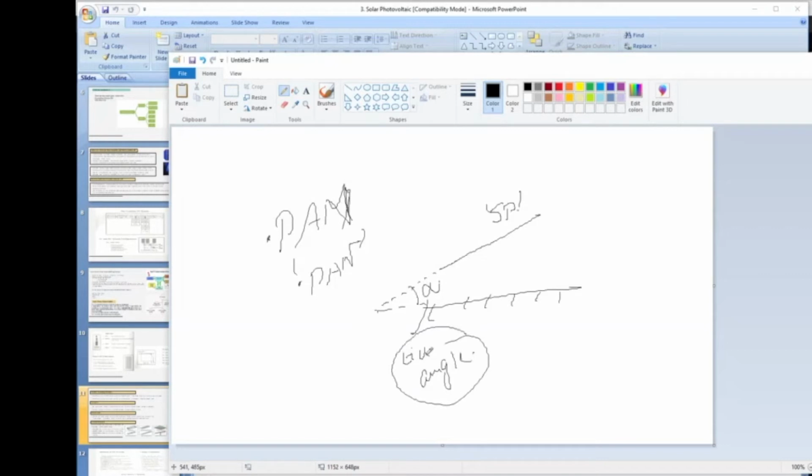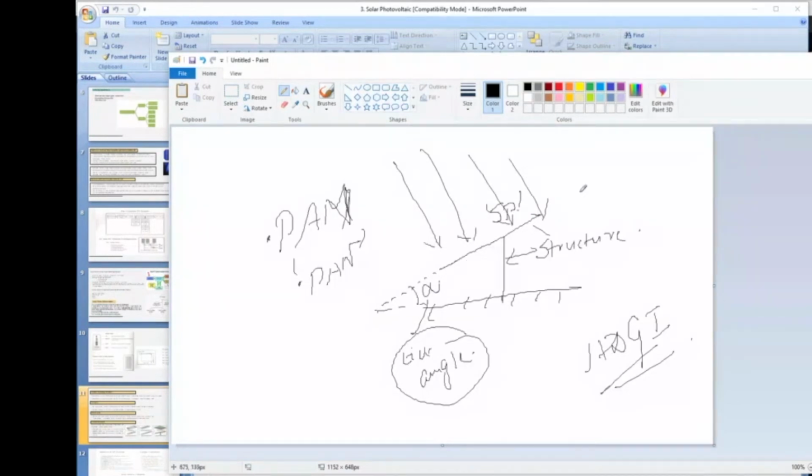So the angle of the solar panel to the ground is called the tilt angle. To ensure this tilt angle, the panel sits above a structure which is generally made of HDGI, or hot dip galvanized iron, and this structure basically determines the tilt angle. The tilt angle ensures that the sunlight, the photon energy incident on the solar panel, is at an angle of 90 degrees.